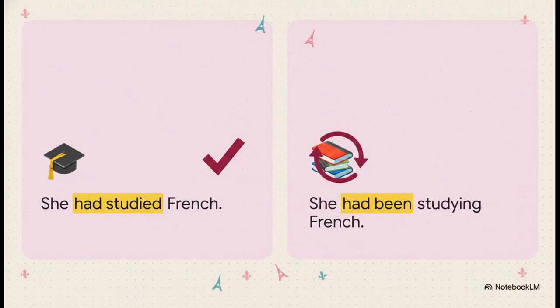Here is an incredibly subtle but powerful nuance. Take the statement, she had studied French, and compare it to she had been studying French. Both of these things happened before another past event. However, that second phrase, using the past perfect continuous, really emphasizes the ongoing, continuous duration of the studying before that next event happened. It paints a much more vivid picture of the effort involved.